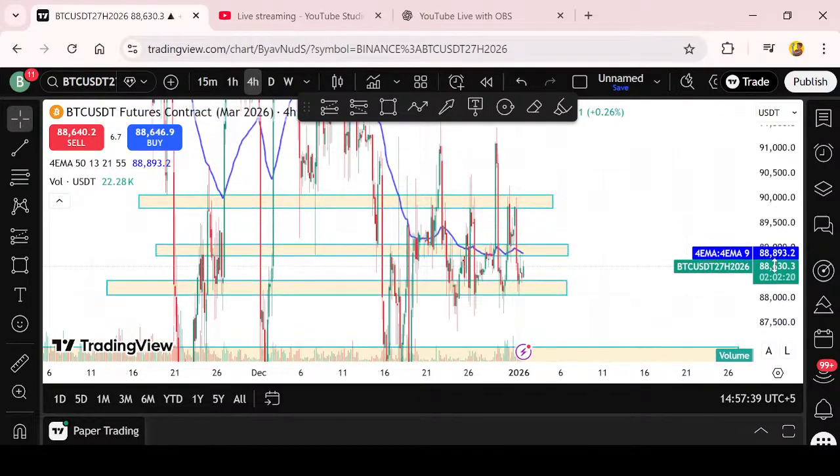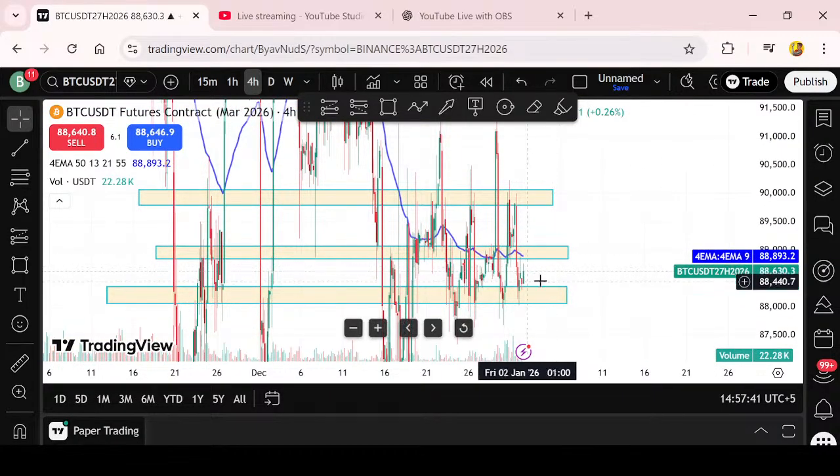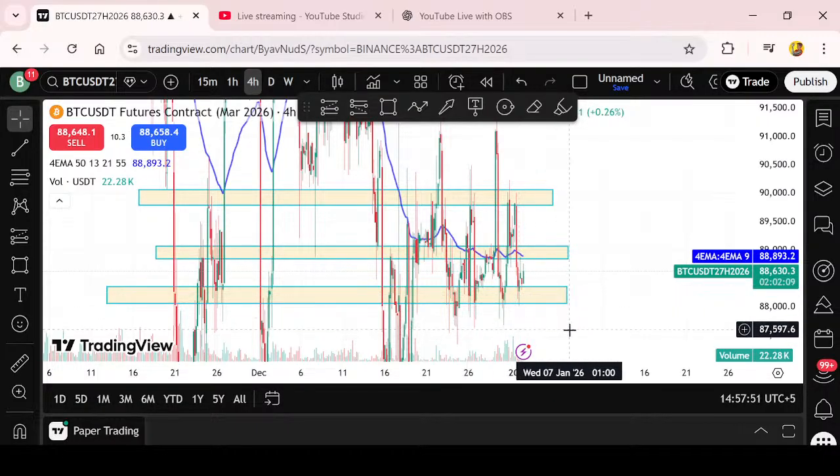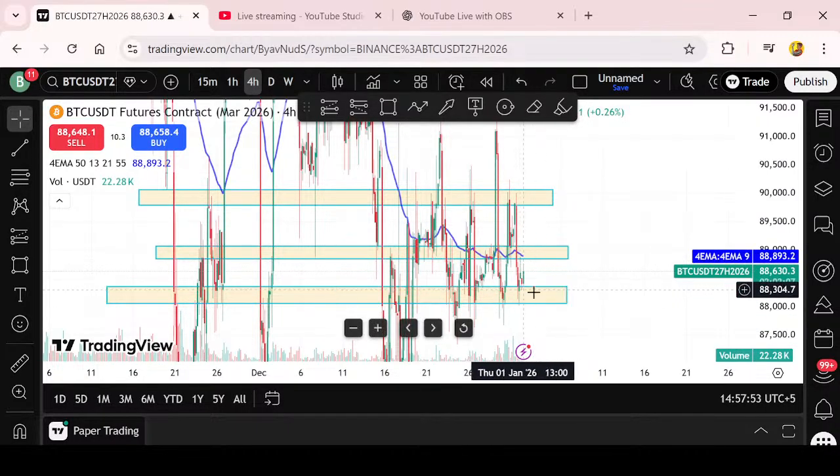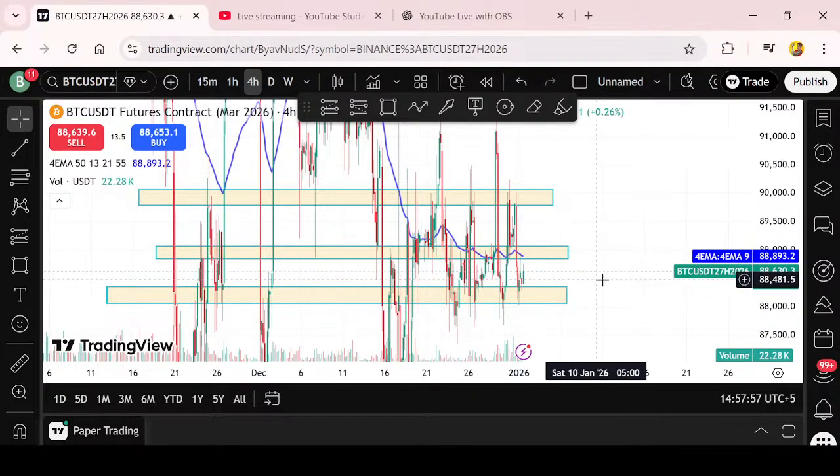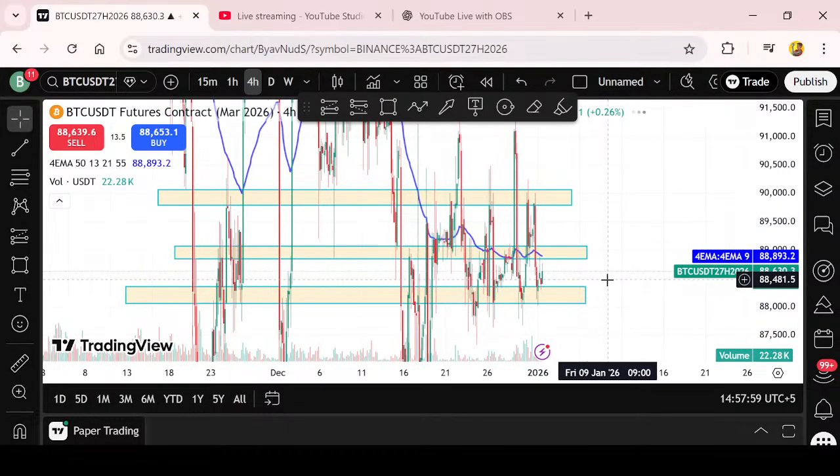So the market is right now moving, making candles. You can see the actual candles, 3 or 4 candles. It didn't break the support and resistance of that market. When it breaks, then we will make decisions whether we are going to take trades or not.